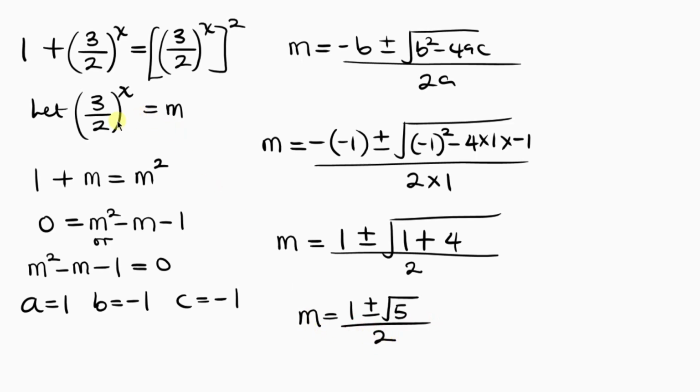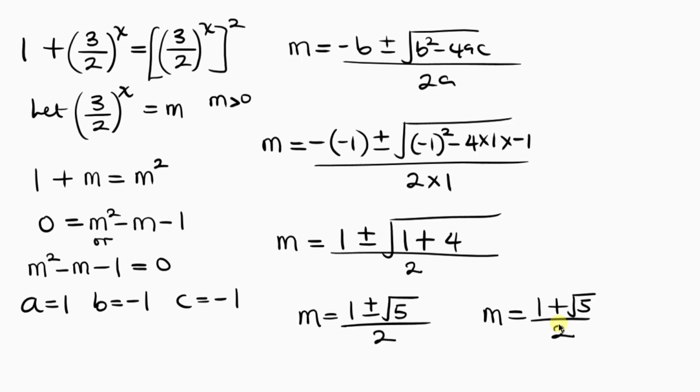Let's take our mind back to this place. You notice that we said let 3 over 2 to the x be equal to m. But 3 over 2 to the x is always greater than 0, which means m is always positive. So we're going to be choosing the positive side of m. So this goes to show that m is equal to 1 plus the square root of 5, over 2. And this is the golden ratio.